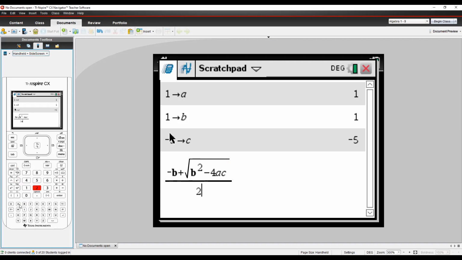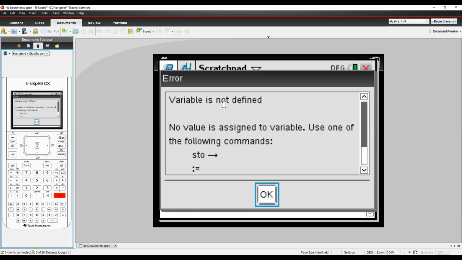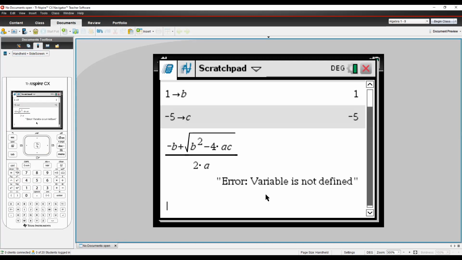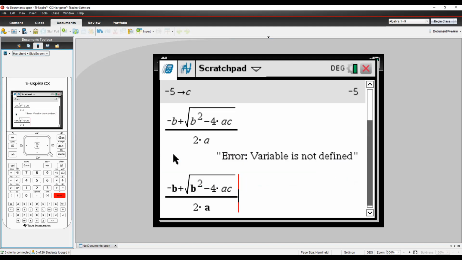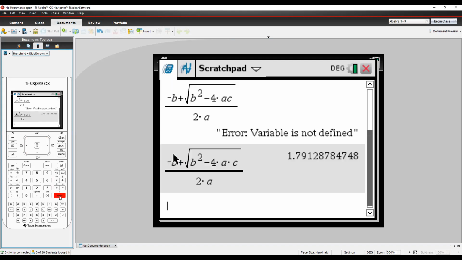Now I'm doing this intentionally, but you're going to get a variable message if you enter it just like I entered it. The reason is that the calculator thinks you're trying to create a new variable, the AC variable, and that's not what we want. This is supposed to be a times c. So all we have to do is copy this, put the multiplication sign in between those letters, and then we're good. Then I press enter.